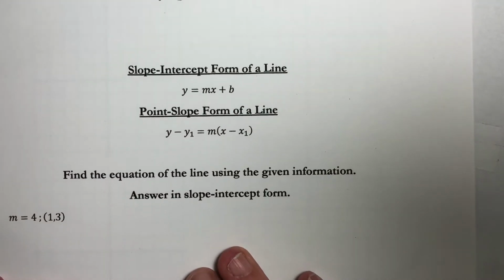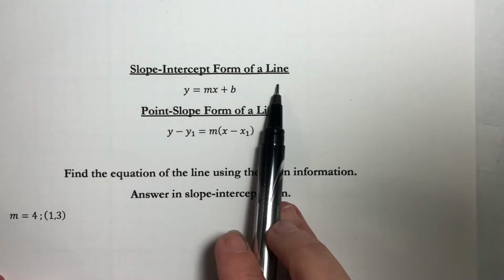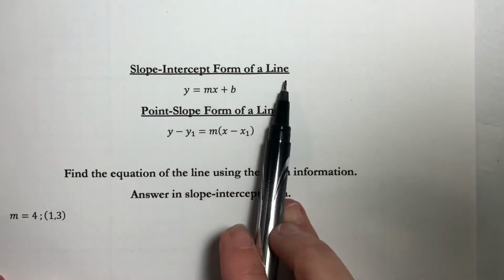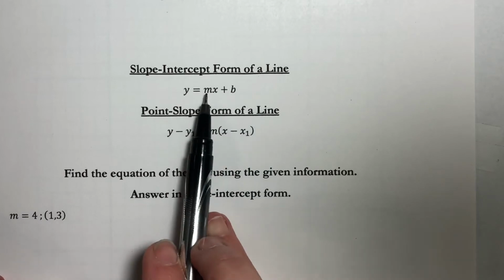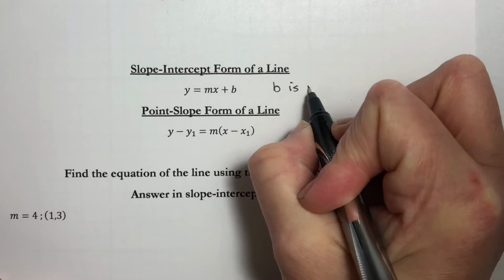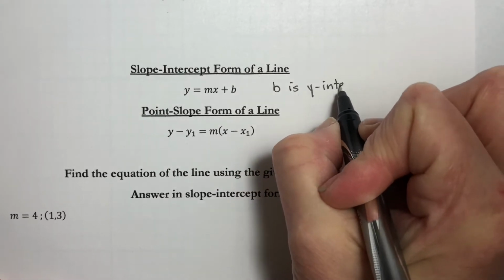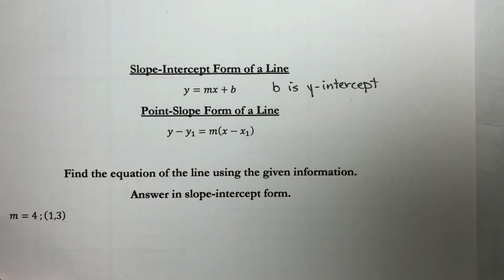Okay. So what we're going to be doing a lot of is we're going to be given certain information and we're going to be asked to find points or lines that go along with them, okay, or equations that go along with them. So our first equation is called the slope-intercept form of a line. This is y equals mx plus b. m is your slope, b is the y-intercept. Okay, that's why it's called the slope-intercept form of the line.